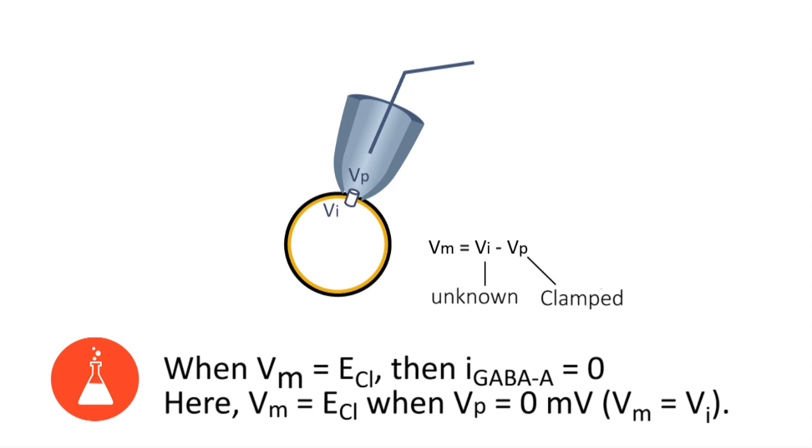We know that when Vm is equal to the chloride ion reversal potential, the GABA unit current is zero. We saw, and we will see again on the following image, that the current reverses when the pipette's potential is at 0 millivolts. Then we have Vm equals Vi minus zero. Therefore, Vm equals Vi.